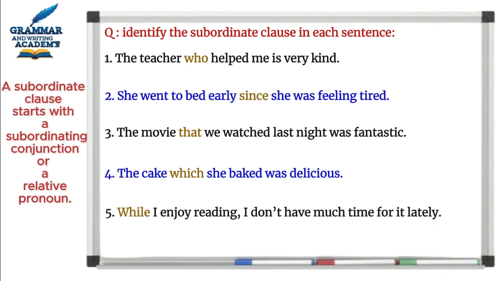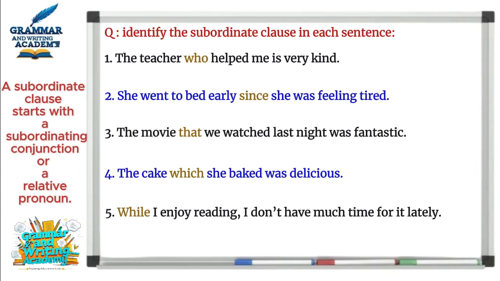Note that a subordinate clause typically starts with a subordinating conjunction like because, although, after, since, or if, or a relative pronoun like who, which, whom, or that. Take your time and focus on finding the part of the sentence that cannot stand alone. Ready to give it a go? Let's dive in. Now, let's have a look at the answers.